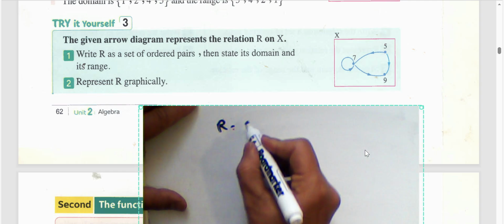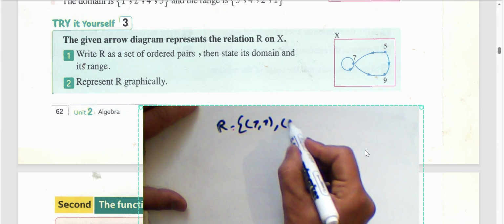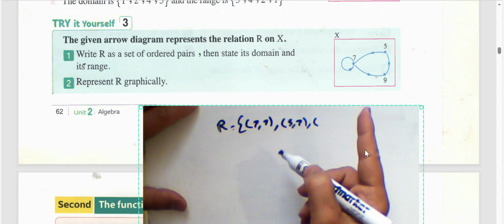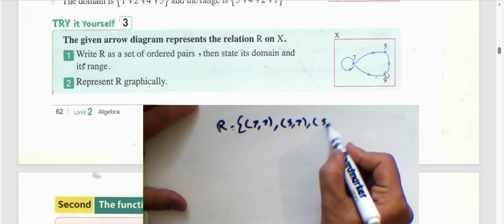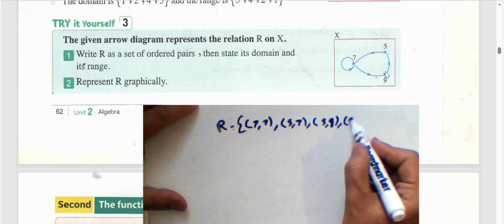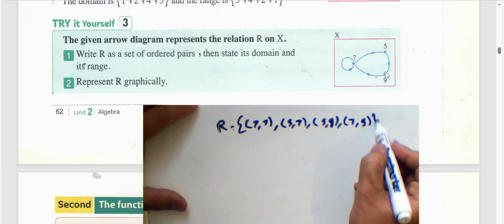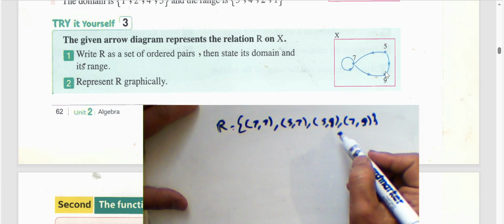It is in the relation: 7 with 7, and 5 to 7, look here, and 5 with 9. And also the ray going from 7 to 9. So 7 to 7 and 7 to 9, 5 to 7, 5 to 9.